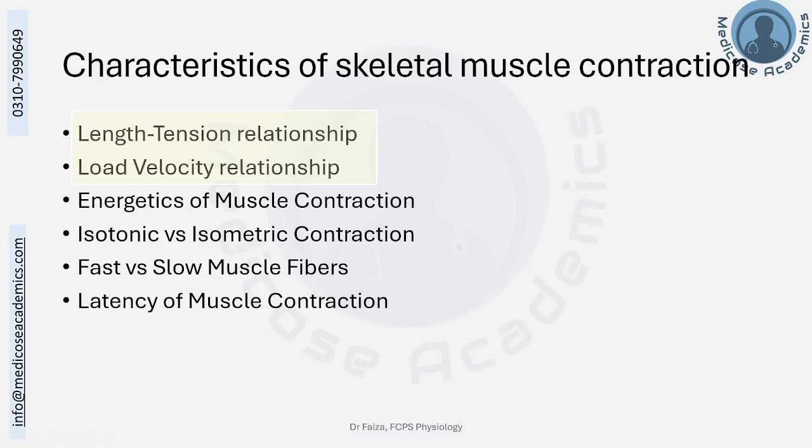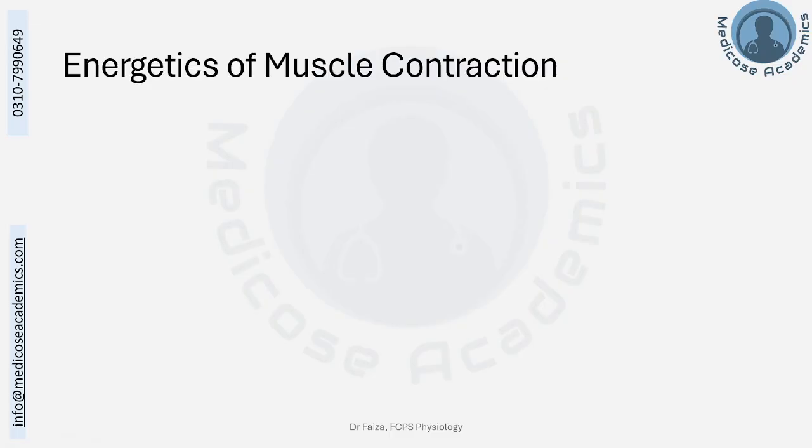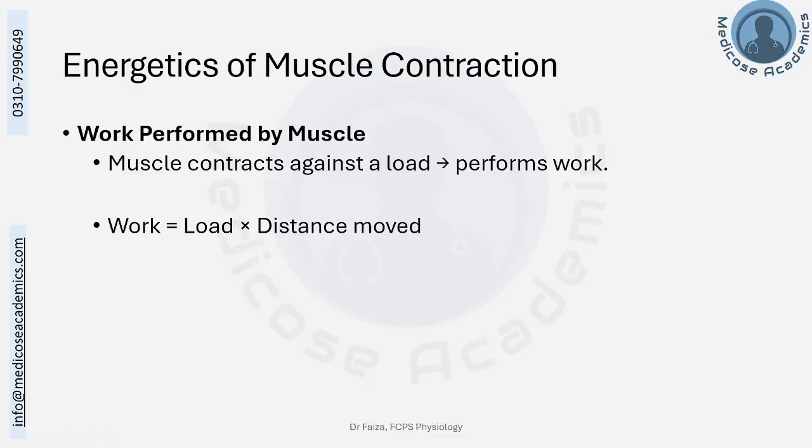Next, we are going to discuss the energetics of muscle contraction. Of course, the muscle needs ATP or energy for the skeletal muscle contraction, and using that energy, it performs some work. Now, what is the work performed by the skeletal muscle? As we know in physics, the work performed is equal to load into distance. In case of skeletal muscle, load is what the skeletal muscle is moving. For example, you are lifting a heavy bucket full of water, that is your load, and how much you lift is the distance moved, and this will be the total work that your skeletal muscle has performed.